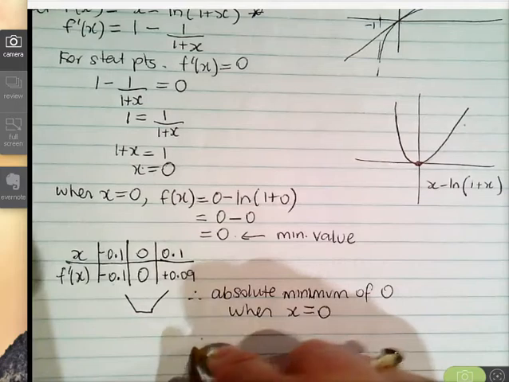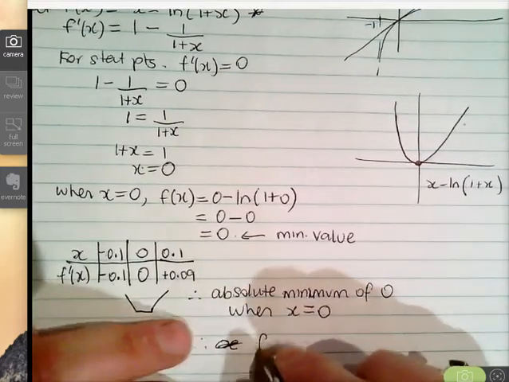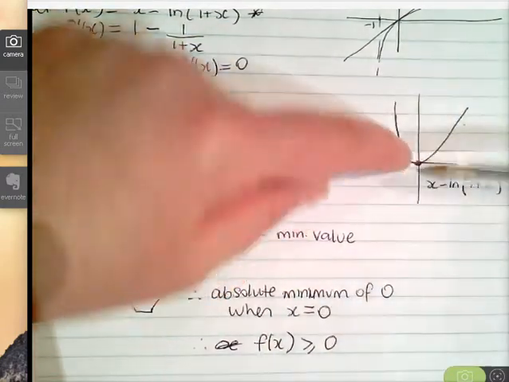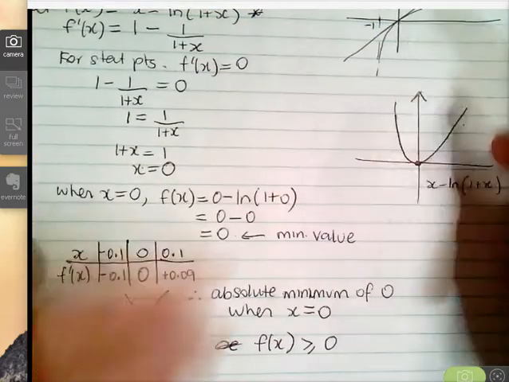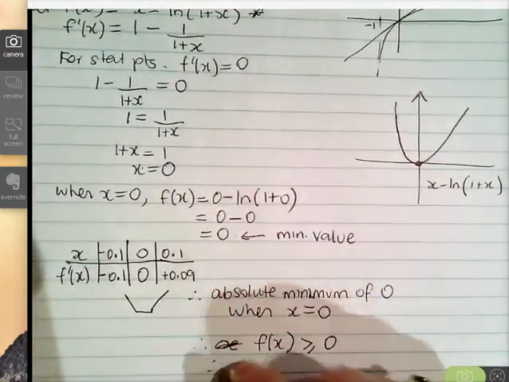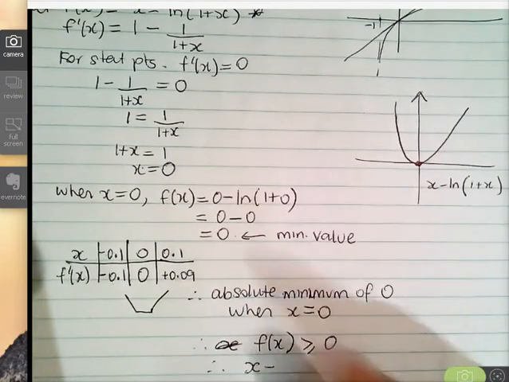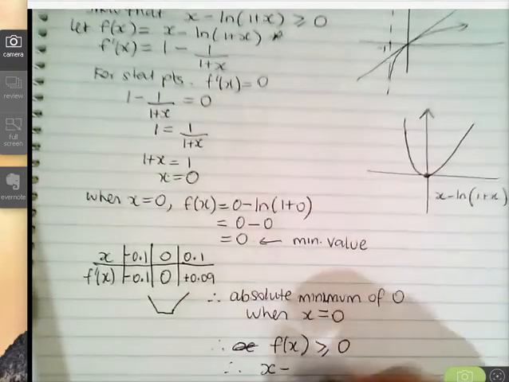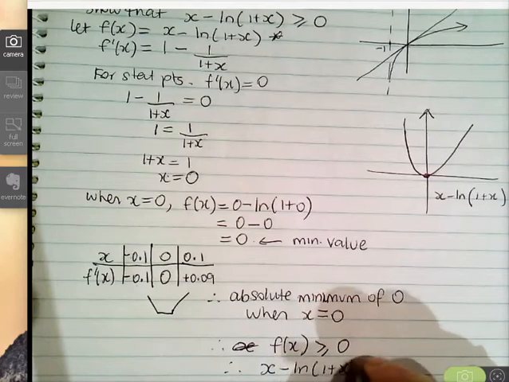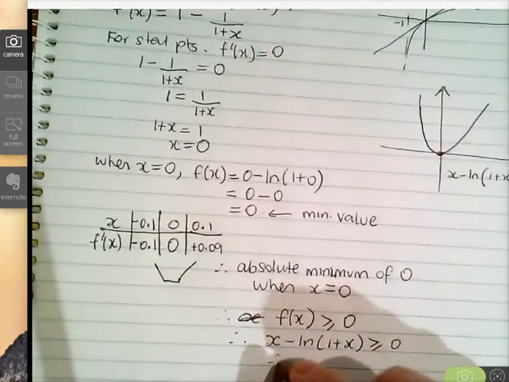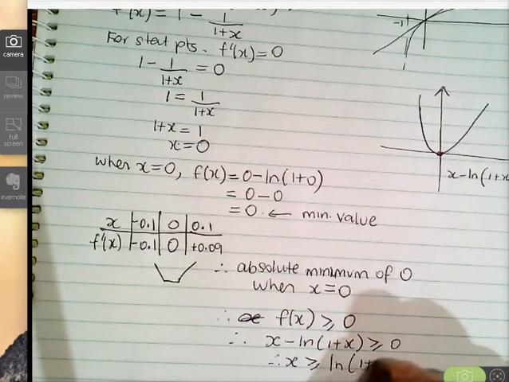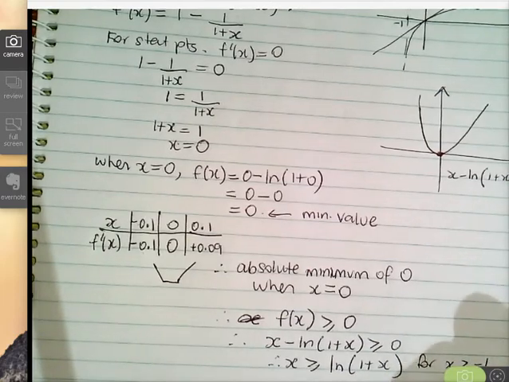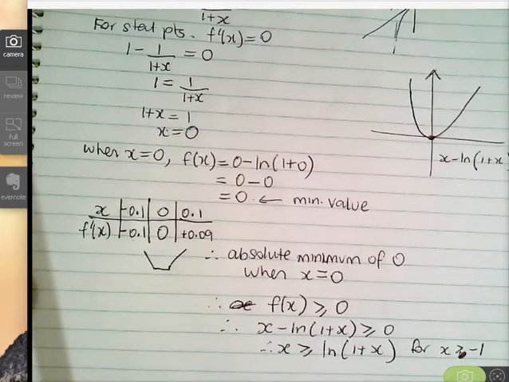So we can now conclude that f(x) must be greater than or equal to 0 because it's always above the x-axis. In other words, its y values are always greater than or equal to 0. We've defined f(x) as x minus ln(1 plus x), so x minus ln(1 plus x) is greater than or equal to 0. Therefore x is greater than or equal to ln(1 plus x) as required, for x greater than negative 1.